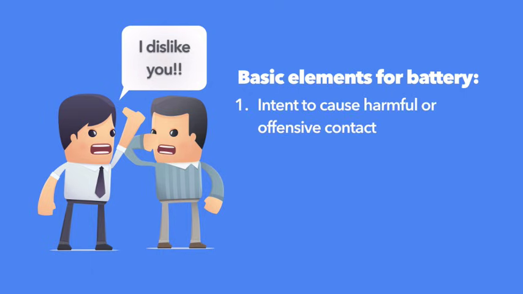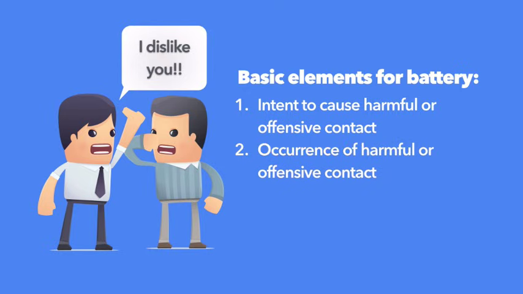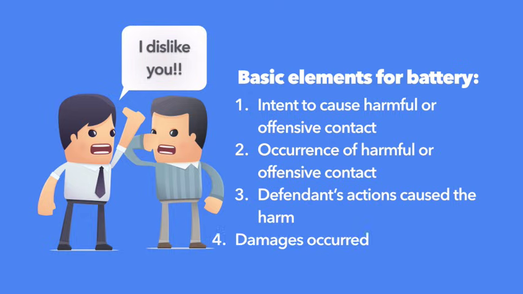1. The plaintiff must show that the defendant intended to cause harmful or offensive contact. 2. The plaintiff must show that harmful or offensive contact actually occurred. 3. The plaintiff must show that the defendant's actions caused the plaintiff harm. And 4. The plaintiff must establish damages.